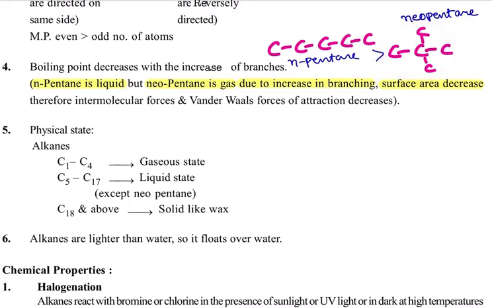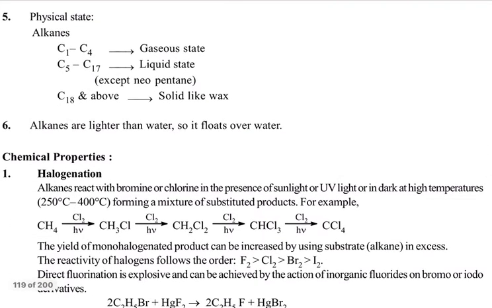Here, due to branches, intermolecular forces and van der Waals forces of attraction are very less. That's why neopentane is a gas, while n-pentane is a liquid. So, for physical state: alkanes C1 to C4 are gaseous and C5 to C17 are liquid, except neopentane. C5 to C17 are liquids, but due to more branches, neopentane shows a gaseous state.